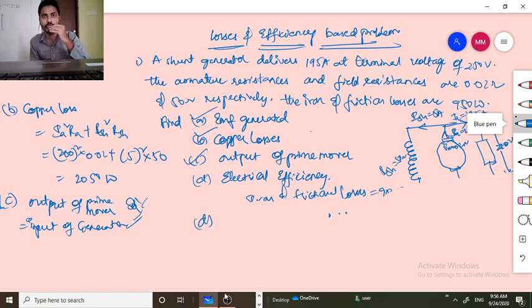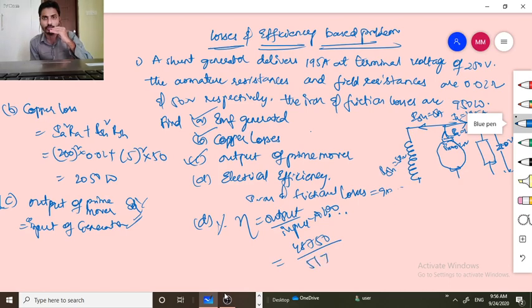Now we wanted the efficiency. Efficiency in percentage means the ratio of output power to input power into 100. So we already got the output value. The output value is 48750 and the input is 51750. So 48750 divided by 51750, into 100, we get 94.2. So the efficiency is about 94.2.